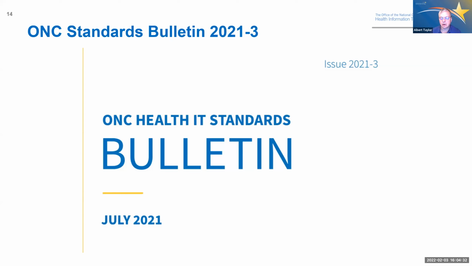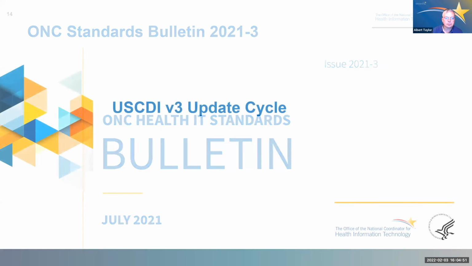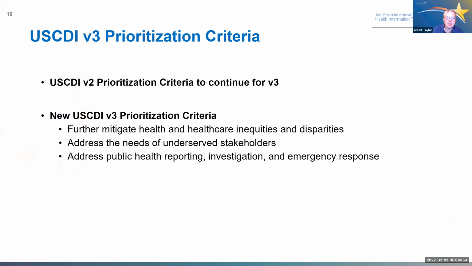Within it, not only do we discuss, present, and explain some of the rationale for including what we included in the final V2, we also identified some additional prioritization criteria as we got ready for the USCDI version 3 submission process. And so began the USCDI version 3 submission process.